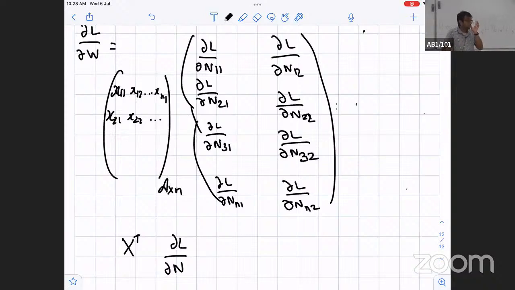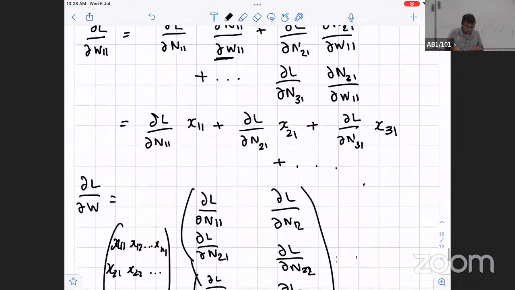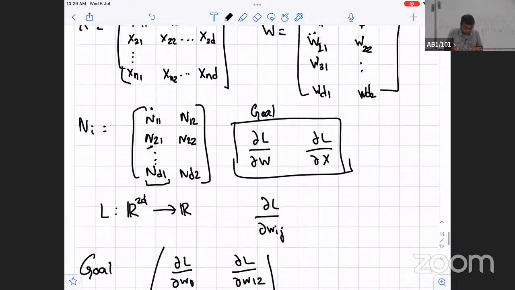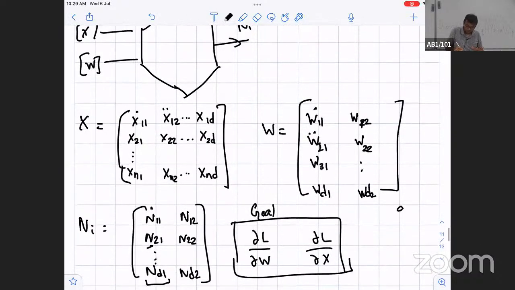Okay. And what about this one? This is n cross 2. So the output is d cross 2, which is what we have for W as well. W is also d cross 2. Okay. So I showed you how to do dL by dW.